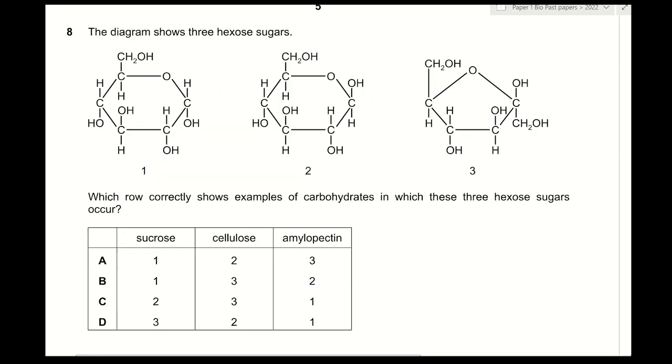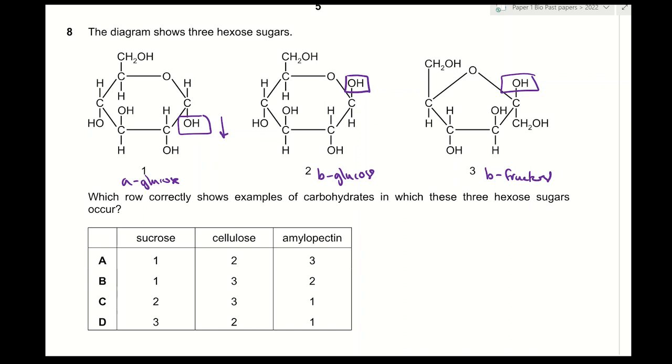Question number 8. The diagram shows 3 hexose sugars. Which option correctly shows examples of carbohydrates in which these 3 hexose sugars occur? Now, let's first identify them. In 1, here we have alpha-glucose. The reason for this is that we can see the hydroxyl group beneath the glucose ring. Now, for this one, we can see the hydroxyl group above the ring, therefore this is going to be a beta-glucose monomer. And 3 is definitely going to be a beta-fructose monomer, because a beta-fructose almost looks like a pentagon shape.